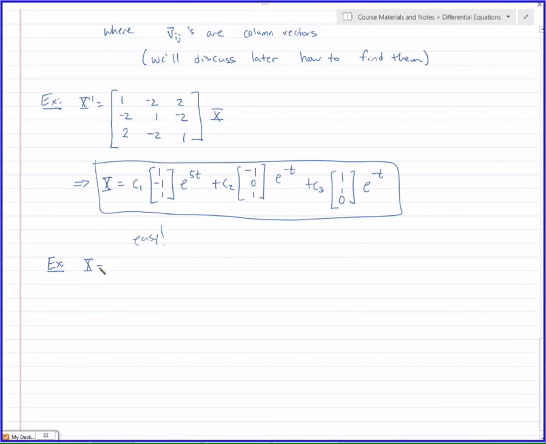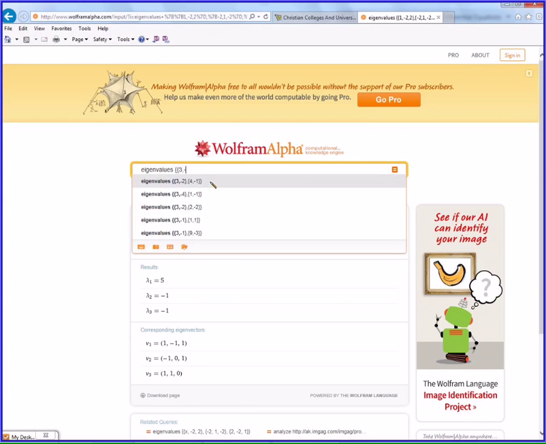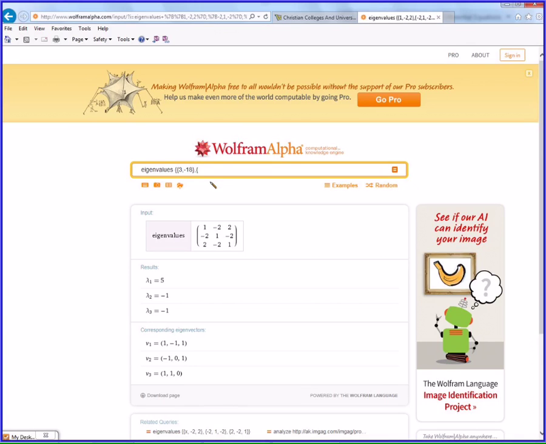X prime. We'll do a 2 by 2: 3, -18, 2, -9 times x. And this is a prime, sorry, right there. So typing that in, 3, comma, -18, 2, comma, -9.